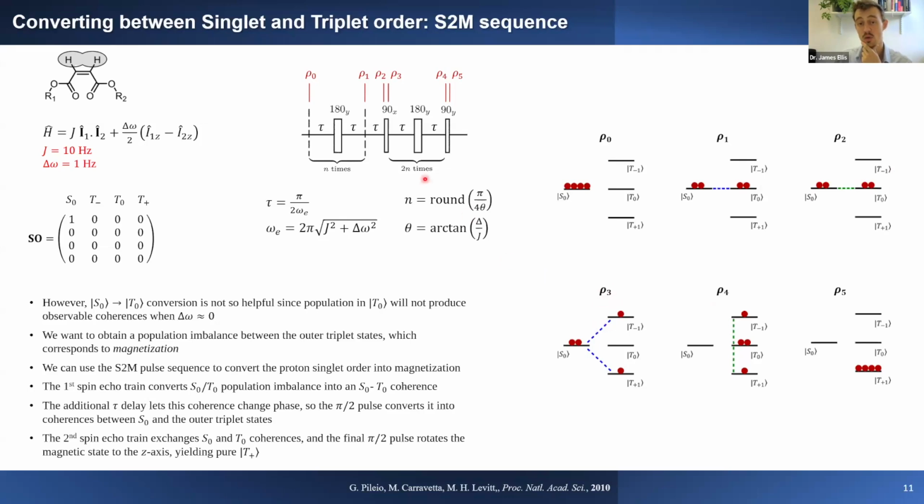From this state, we then apply a second spin echo train with twice the number of elements. That will fully exchange the singlet population and coherences to the outer triplet states with T0, and we reach this state here. This corresponds to proton magnetization in the transverse plane. So we apply a final 90-degree pulse, and that rotates our magnetization to the z-axis. So we've incorporated these spin echo elements into a sequence, and we've converted from the singlet state into a state of proton magnetization.